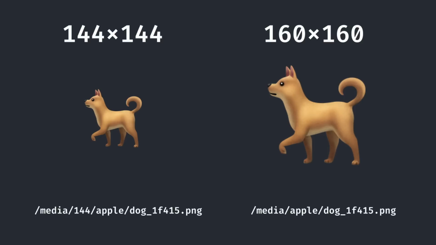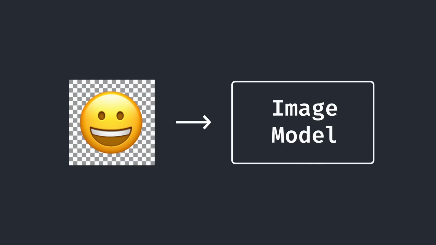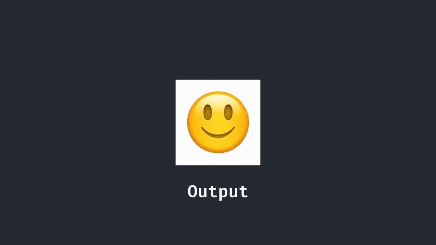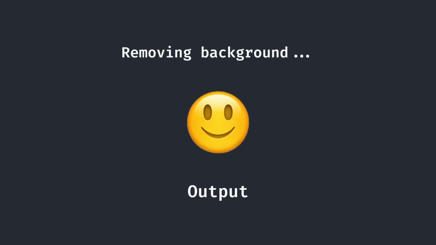image. Now, one issue is that all of these emoji images have transparent backgrounds, while current image models don't really work well with them. But it's a pretty simple fix. We can give the emojis in the training data white backgrounds. This would in turn cause the output emoji to have a white background, but that's nothing that can't be fixed with a simple background removing script.